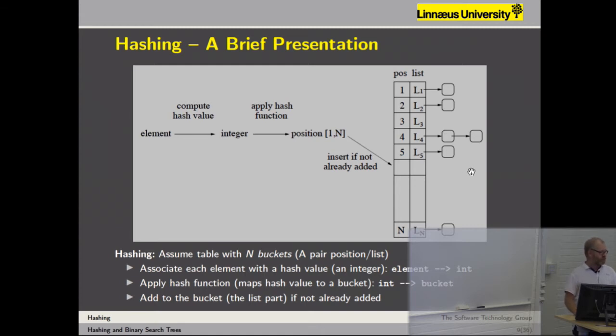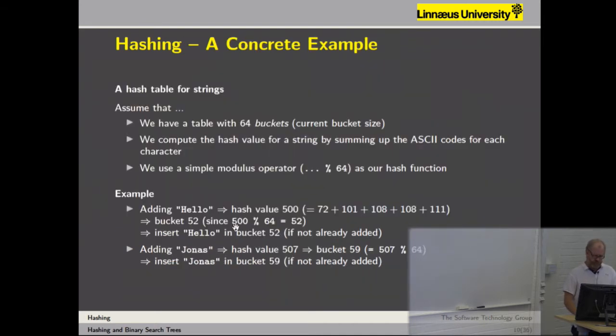Do you understand how it works? Basically three steps: compute the hash value, find the bucket, and walk through the list to search. Adding Jonas gives us a hash value and a bucket: insert Jonas in bucket 59, if not already added.